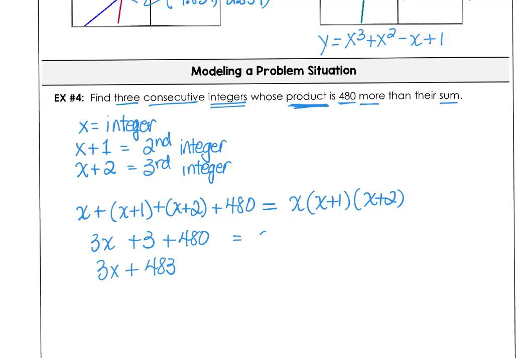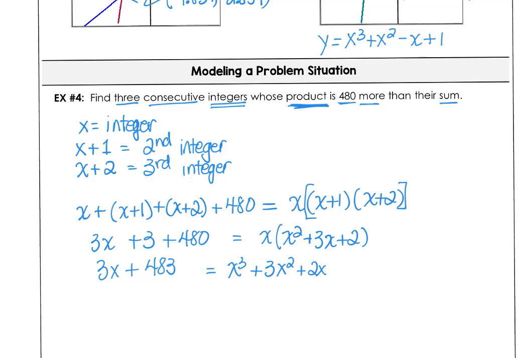But on the right, I have x times the product of these two, which is x squared plus 3x plus 2. So the right side of the equation is x cubed plus 3x squared plus 2x.